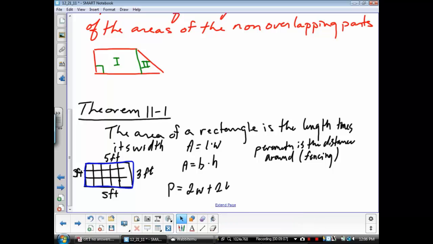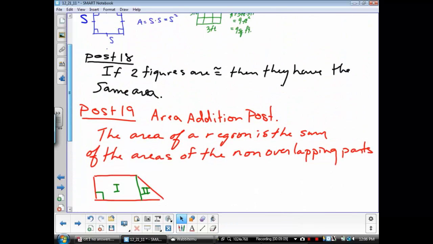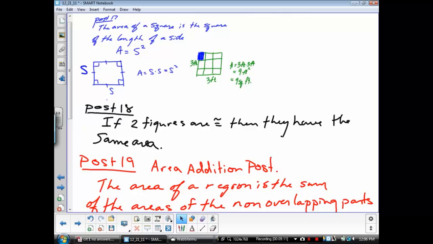How about perimeter of a square? Perimeter of a square, same thing, but how many of the same length do you have? 4 of the same length. So the perimeter will be 4 times that side length.